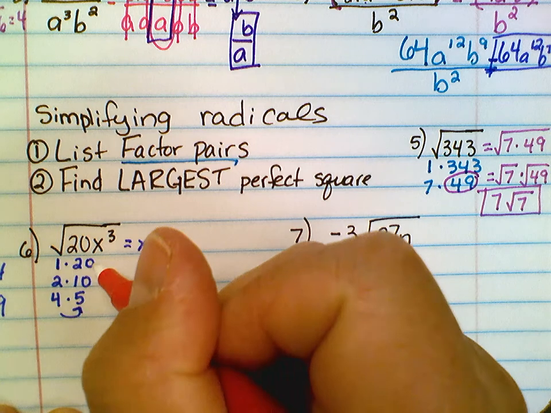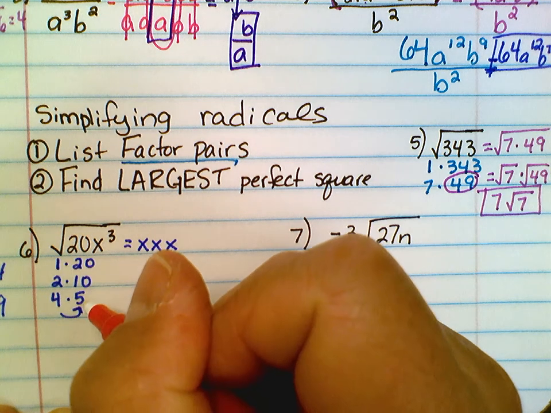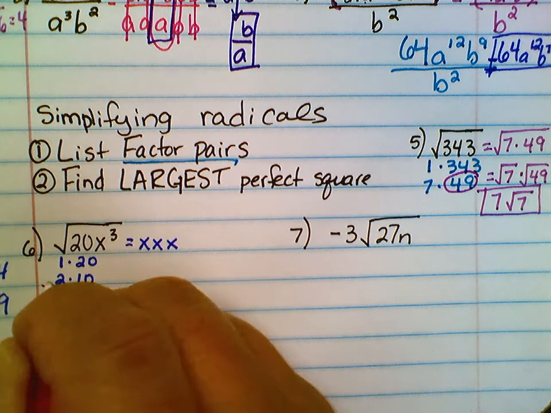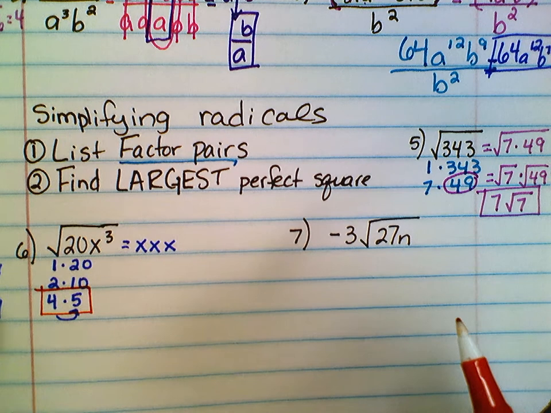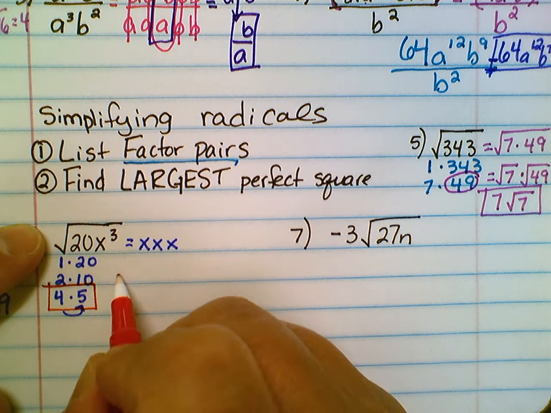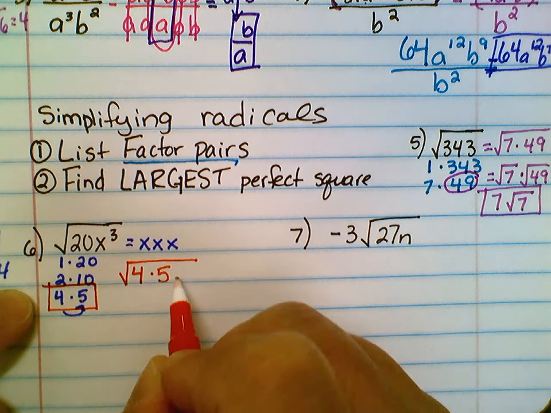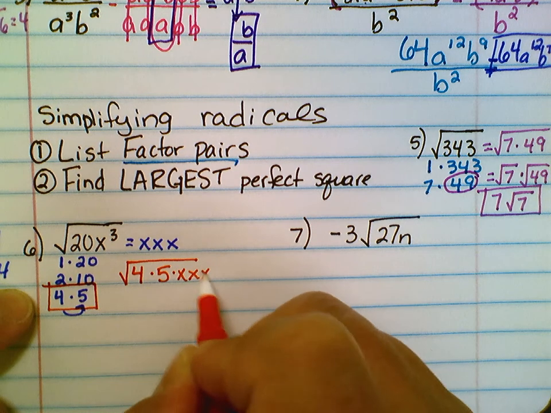For my factor pairs, 20 is not a perfect square, neither is 10 or 5, but 4 is, and 4 is going to be my largest. So I'm going to use this. So I have the square root of 4 times 5, and then my x's.